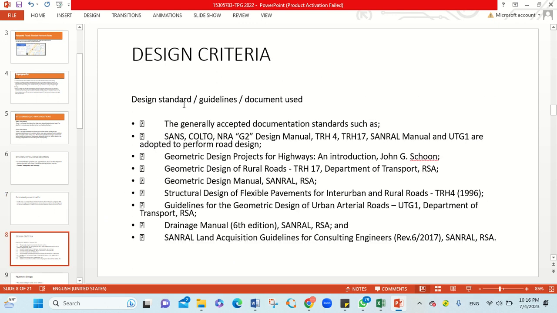Design criteria. We'll look at the design standards, guidelines, and documents used, as shown below. For example, the generally accepted documentation and standards such as SANS, geometric design for highways, geometric design for railroads, TR17, and the drainage manual, SANRAL, and lastly the SANRAL land acquisition guideline and consulting engineers.